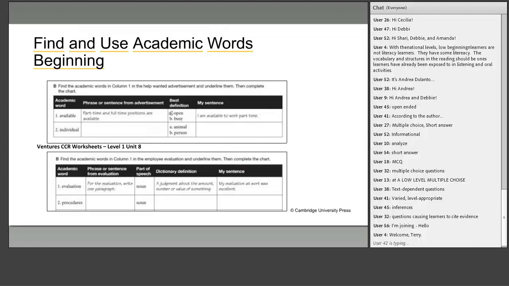Here are the academic word list exercises at the low beginning and high beginning levels. What differences do you see? Take a minute to look at them.